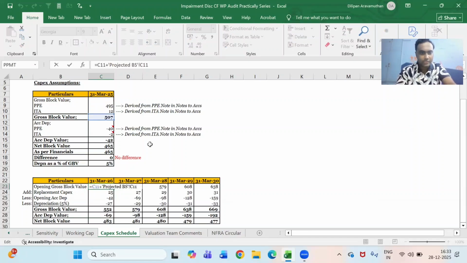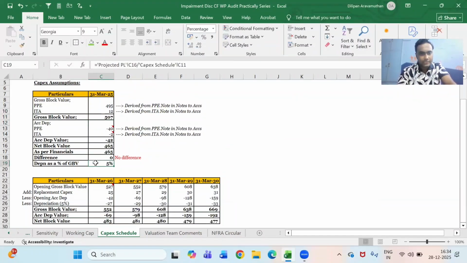But what have we done here? We've taken the CWIP number also here. You would have a doubt now. Sir, why can't we take 507 plus 20 here itself, sir? No, guys, we cannot do that. The reason being that when we are seeing depreciation as a percentage of gross block value, we should only be taking PPE and intangible assets. We should not be taking CWIP, because CWIP is not subject to depreciation. When we take CWIP in the denominator, it does not give a right picture.